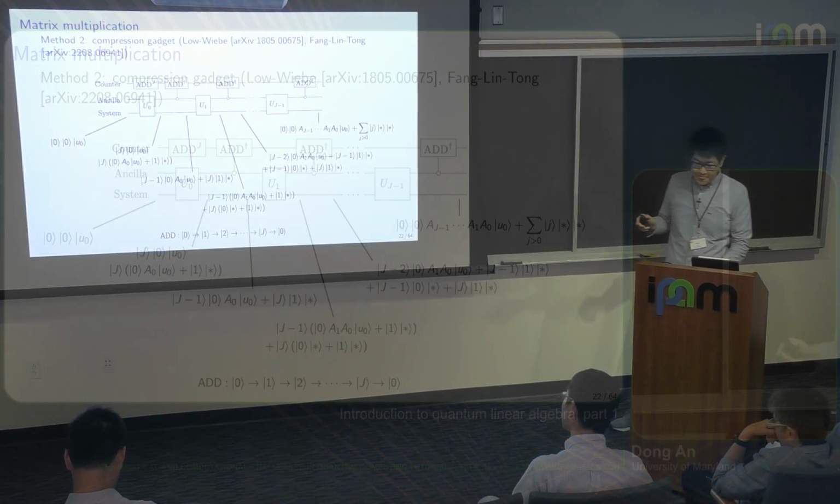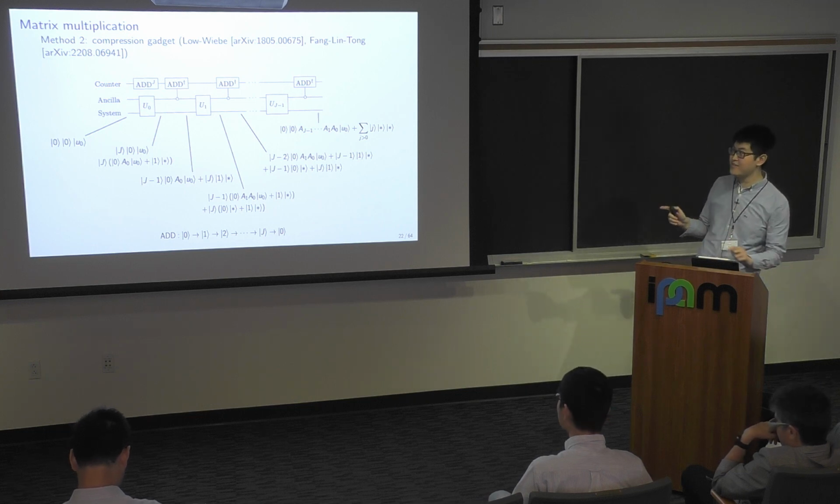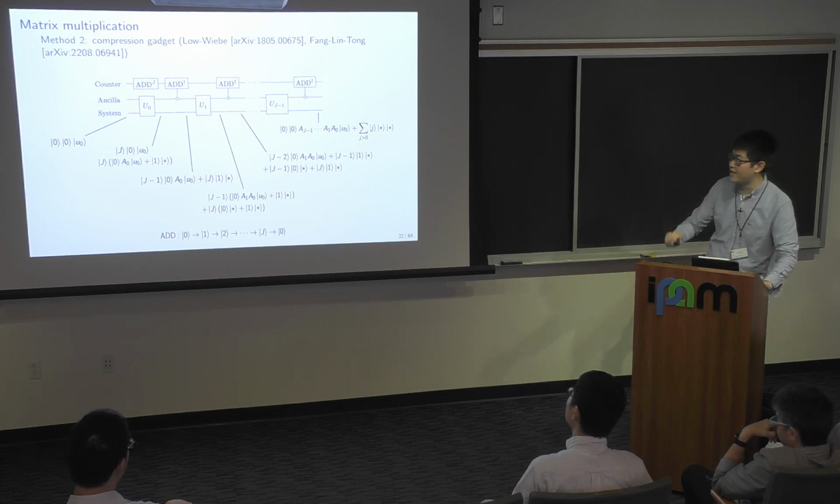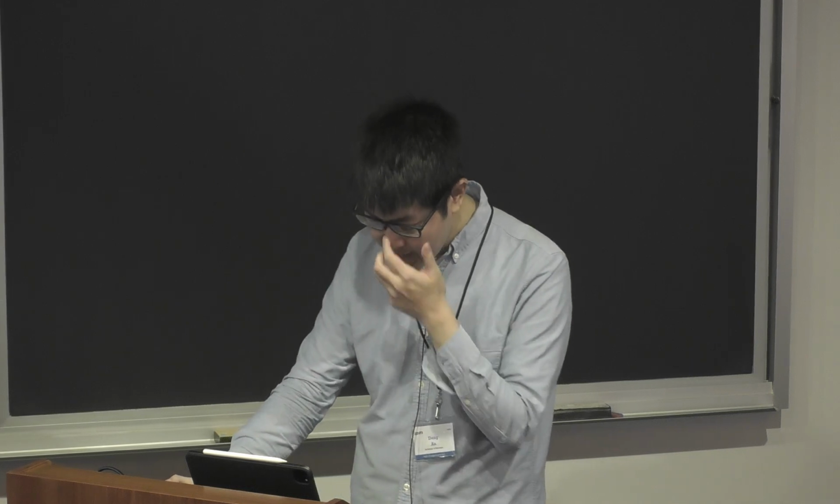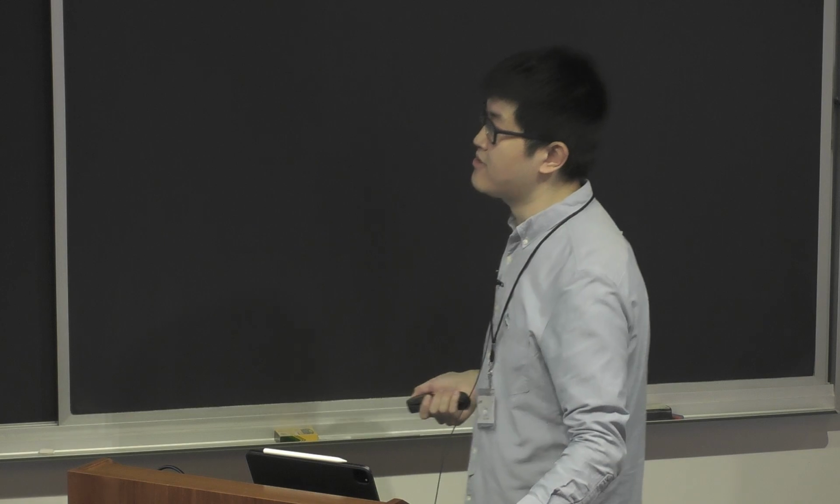So this is a little bit involved idea of doing matrix multiplication, but the advantage is that it can really save some space resources. Yeah, this is the idea for the compression gadget. I think I have finished the basic linear algebra operations.